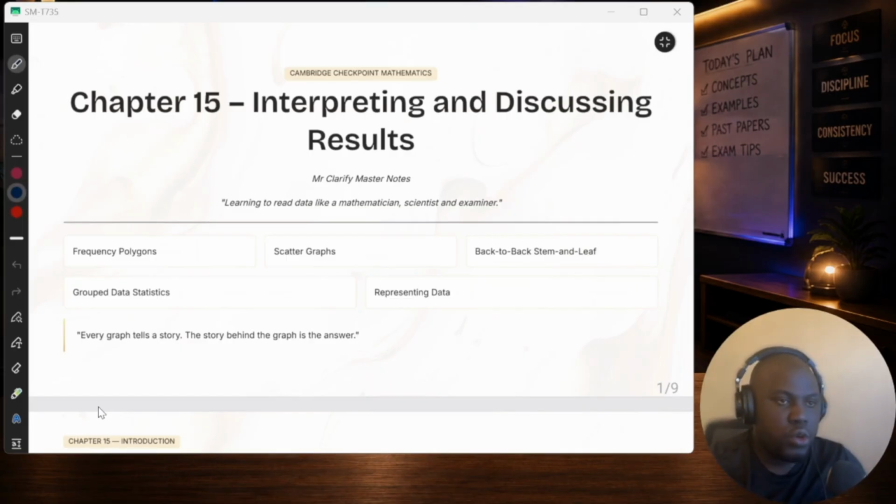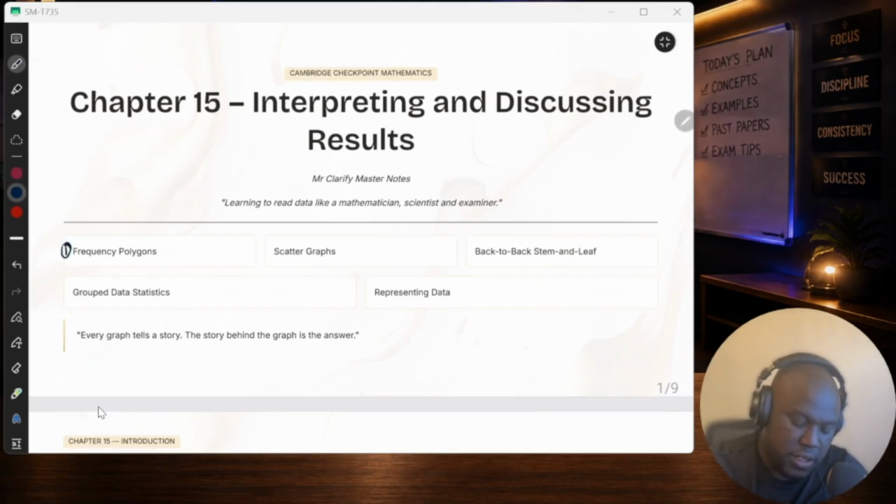You need to know different things. You need to know what we call a frequency polygon. That's the first thing. Then you need to know what we call a scatter graph and how to make it, okay? Then you need to know a back-to-back stem and leaf diagram. These are 3 things you should know. So these are the first 3 diagrams you must know.